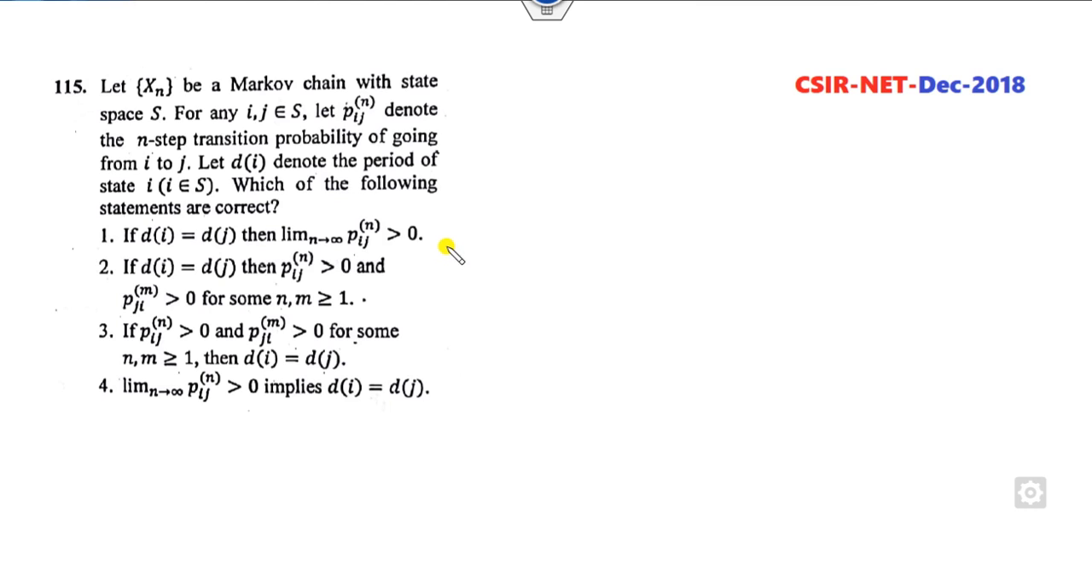Okay, look at this again. This is the Markov chain. So Xn is a Markov chain with a state space S. Pij is the nth step probability. Di is the period of this.